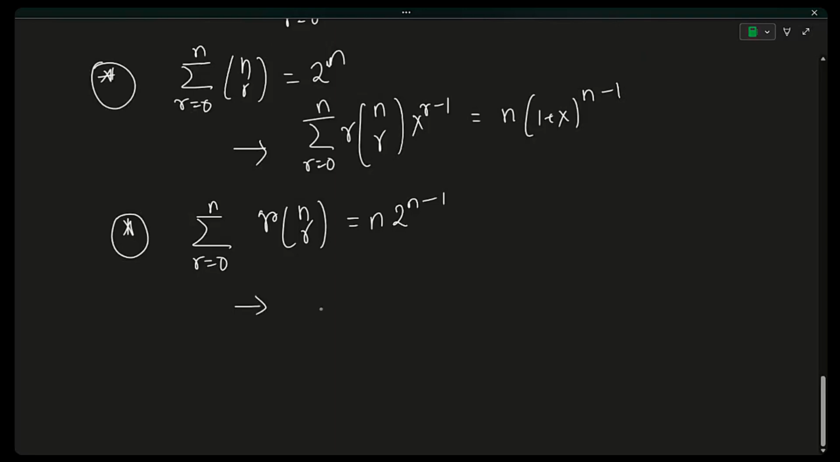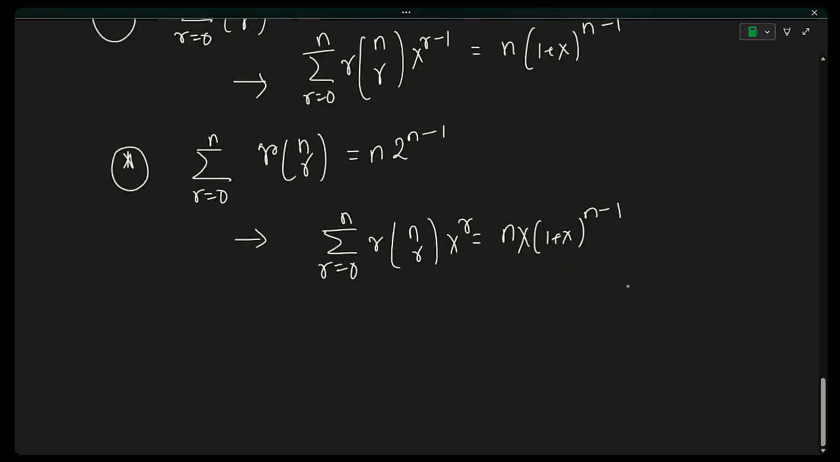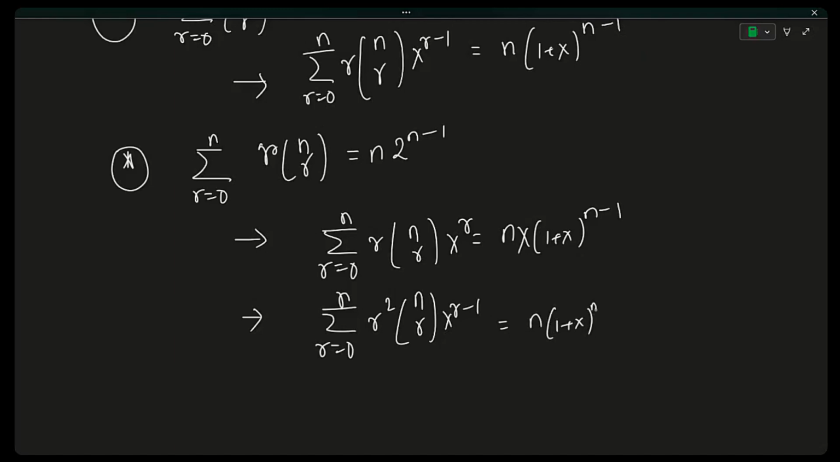Now, in order to differentiate again, we first need to multiply by x on both sides to get n x (1 plus x) whole to the power n minus 1, and now we differentiate again. What happens after we differentiate? We get summation r equals 0 to n, r squared nCr x to the power r minus 1, because we are differentiating x to the power r, right? And on the right hand side, you get n (1 plus x) whole to the power n minus 1.